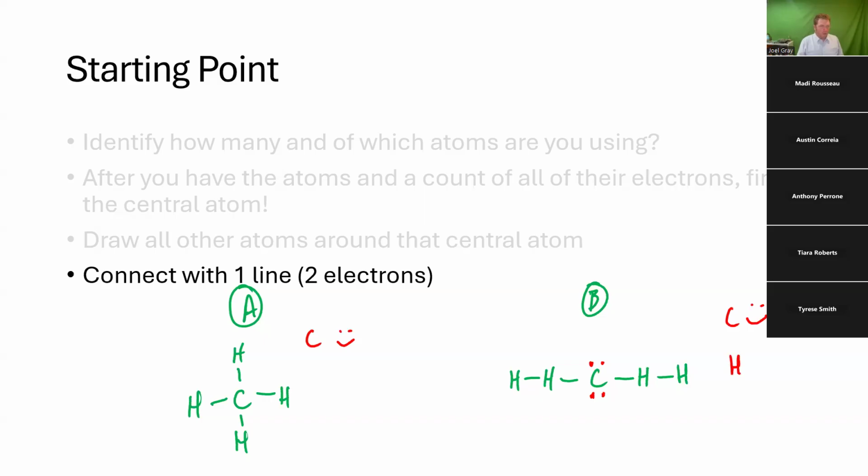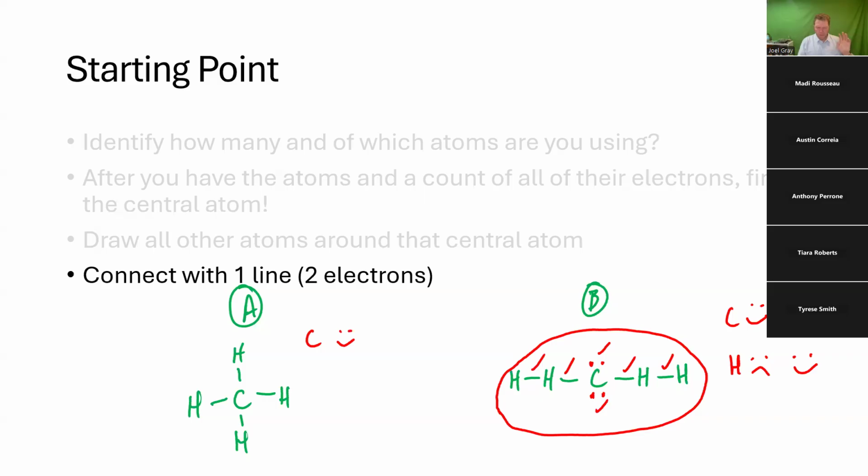Hydrogen in this model B, I'm going to put it at sad and happy because this hydrogen's fine. But could anyone tell me how many electrons are represented in this model? 12. Now, if you're sitting at home and thinking, where did 12 come from? 2, 4, 6, 8, 10, 12. Could you give me a plus symbol in the chat if you follow that that's where the 12 came from?